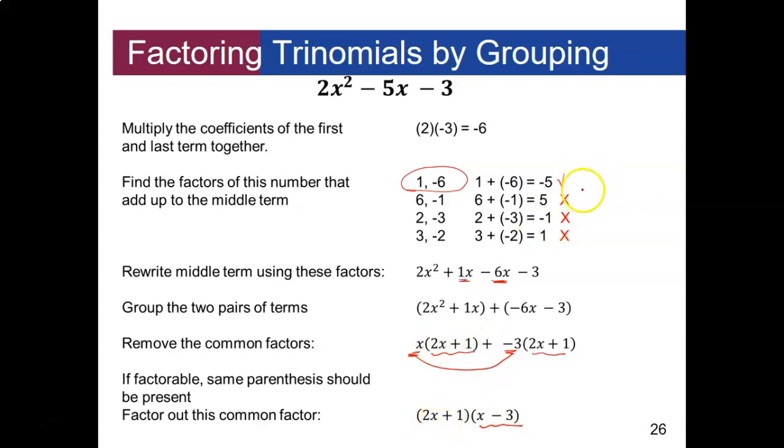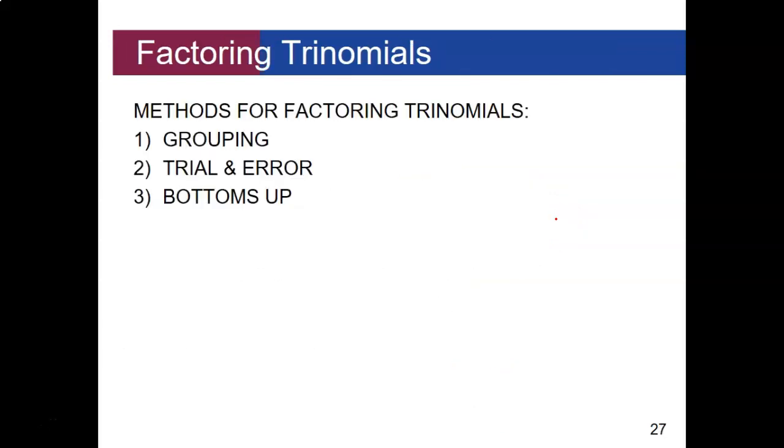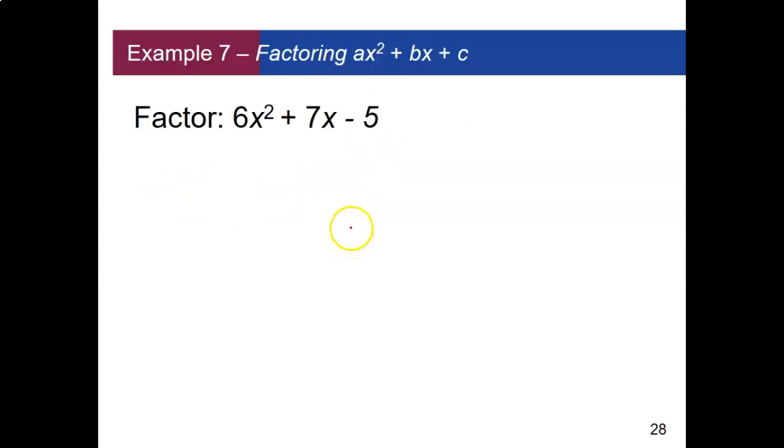If you're familiar with the grouping method, then it's fine to go ahead and use it. If you're not familiar with it, then I would say don't use this method and use the bottoms up method. Okay, so when we are factoring trinomials, you can do the grouping method, you can do the trial and error method, or you can do the bottoms up method, which is the one that I would recommend doing.